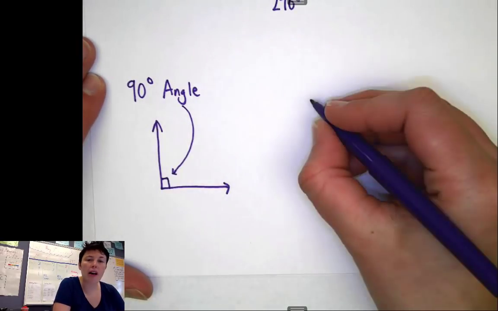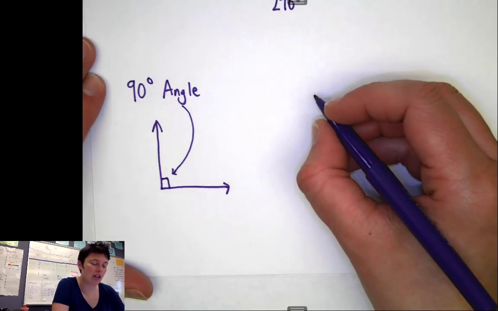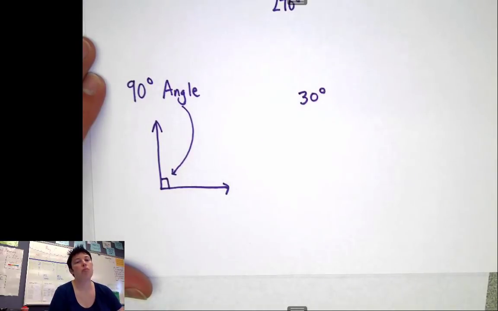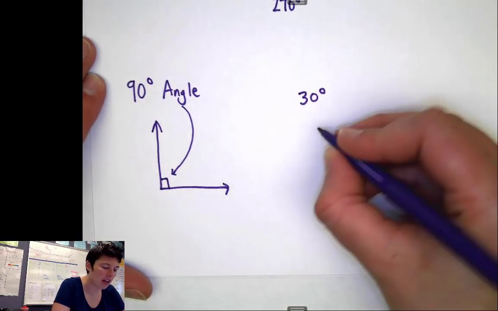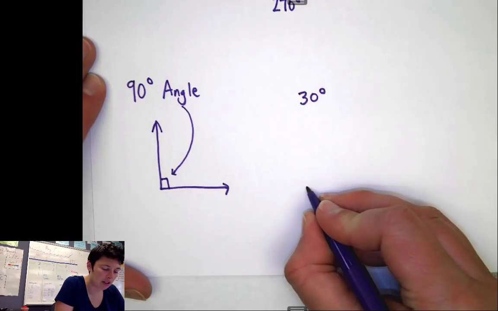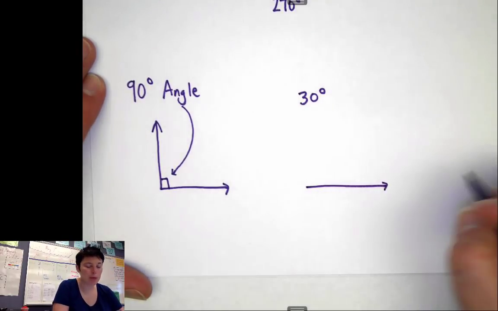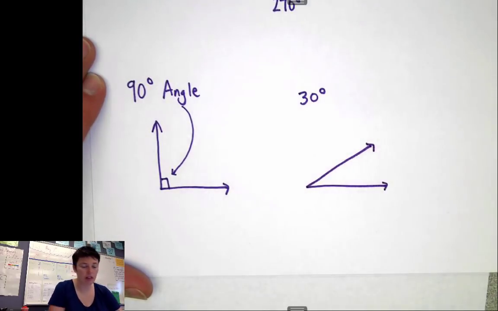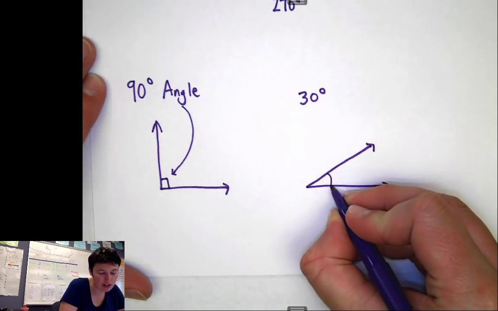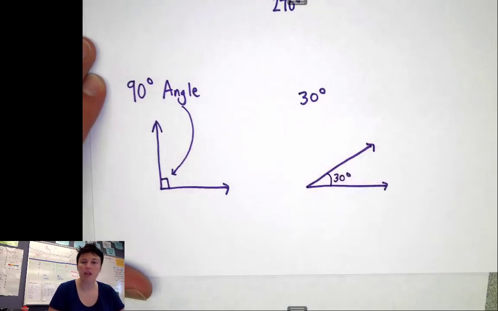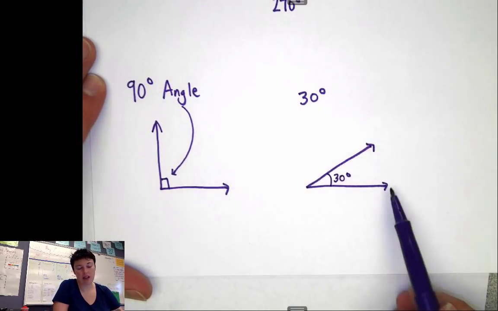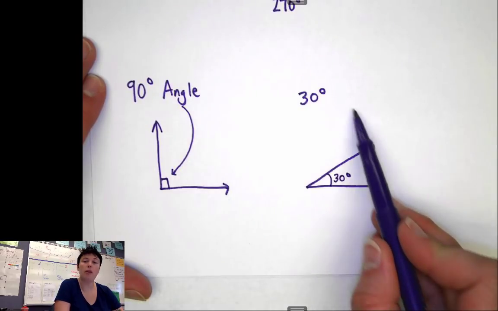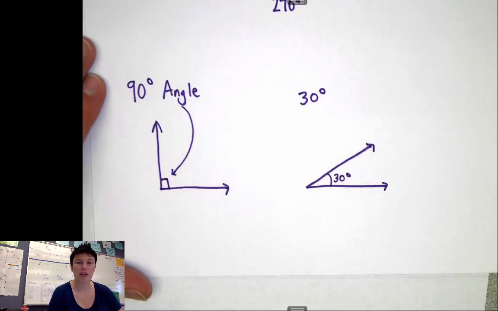If I told you I had an angle that was 30 degrees, 30 degrees is much smaller than 90. So here's my flat line, and it probably looks more like this, something smaller. The measurement in this corner is 30 degrees. That means on my circle, if I started counting 1, 2, 3, 4, 5, I would only have to go to 30 instead of all the way up to 90. So there's my 30-degree angle.